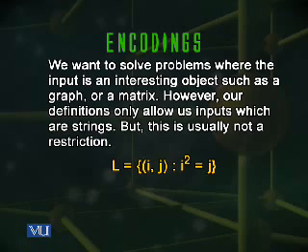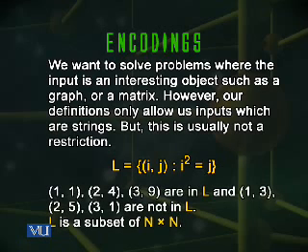So L is a language which consists of pairs i, j such that i squared is equal to j. So certain pairs which are in this language are (1, 1), (2, 4), (3, 9), and so on. And pairs of integers which are not in this language are (1, 3), (2, 5), (3, 1). They do not belong in this set. This is a subset of the natural numbers cross the natural numbers.